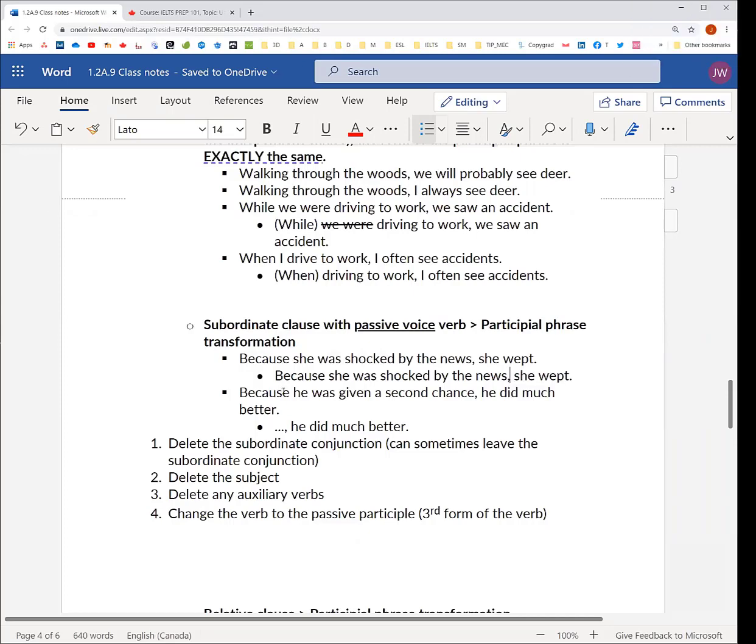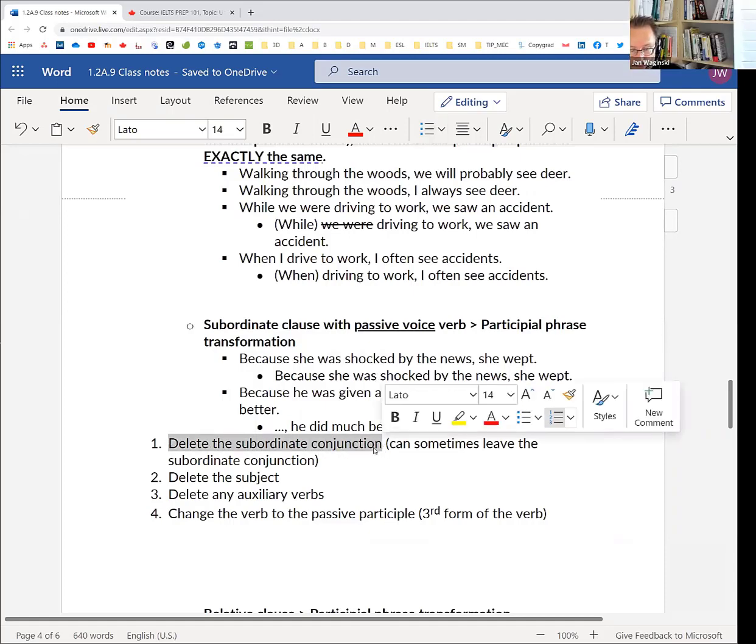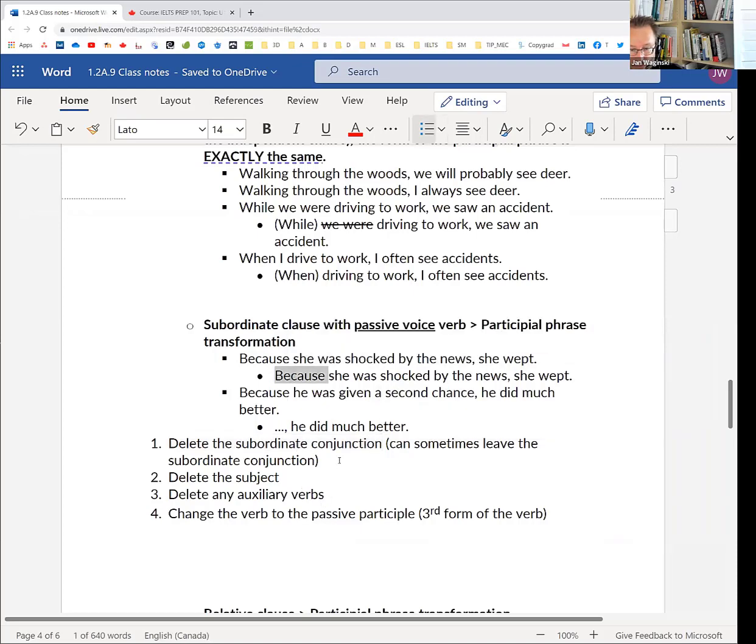Because she was shocked by the news, she wept. Okay, so in this case, step 1, delete the subordinate conjunction. That's because. Yep. Step 2, delete the subject. She. And step 3, delete the auxiliary. That's was. Was is the auxiliary.